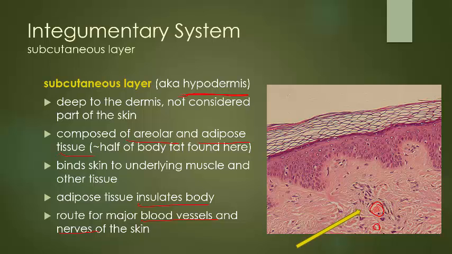Okay, so subcutaneous layer. I'm trying to think what else to tell you about this. The big thing to know is that it's got a lot of fat as well as areolar tissue, and its job really is to bind the skin to underlying muscles.